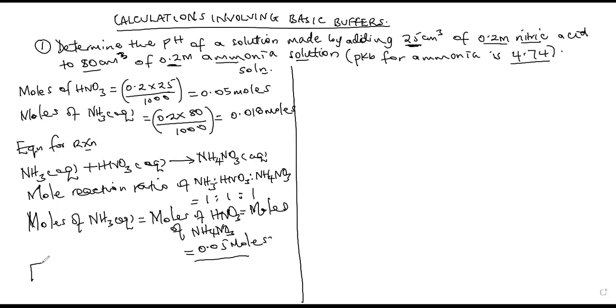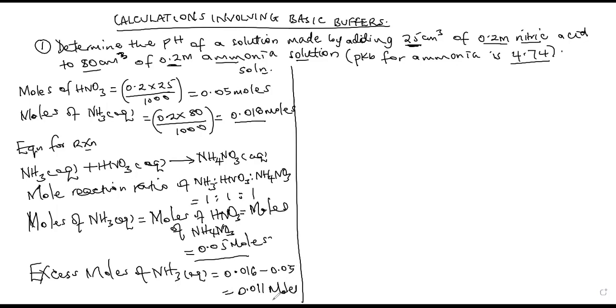So let's get excess moles of ammonia solution. To get excess moles, we take the moles of ammonia and subtract: 0.016 minus 0.05, excess moles are 0.011 moles. These excess moles of ammonia, the moles that did not react, and the ammonium nitrate formed, all together form what you call a basic buffer.